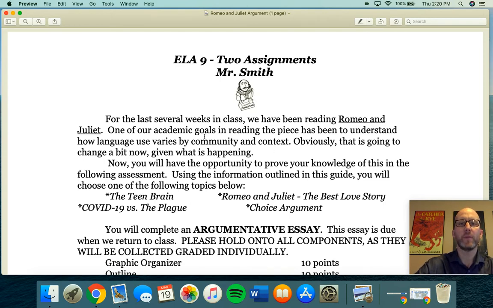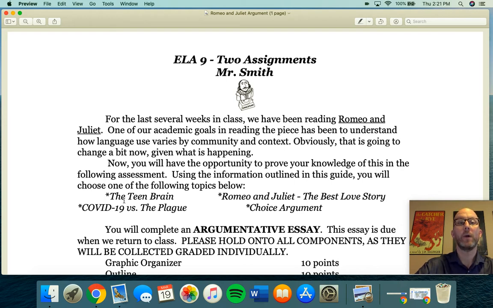But what we really want to focus on here is the idea of you writing an argumentative essay. Now that we've finished Romeo and Juliet, we have the opportunity to prove our knowledge by arguing one of several topics through an argumentative essay. We're going to talk about what that means in a second, but the topics are the teen brain. We read an article recently about what people argue about teenagers and their brains. So you can argue one side of that and what you think about teenagers and their brain versus the other side. You can argue that Romeo and Juliet is the best love story, or it's not the best love story.